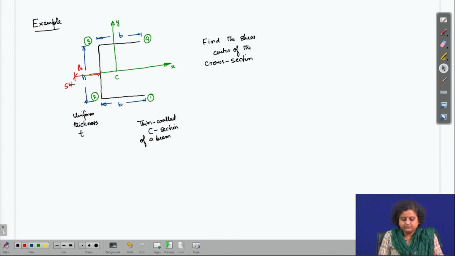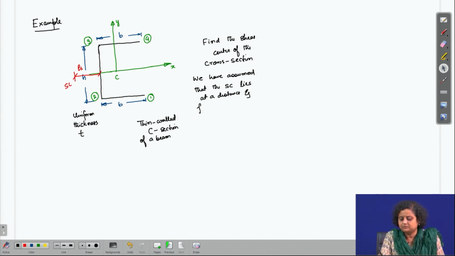So, we have assumed that the shear center lies at a distance zeta from the web, 2, 3, on the left hand side. Okay, let us just make this assumption.